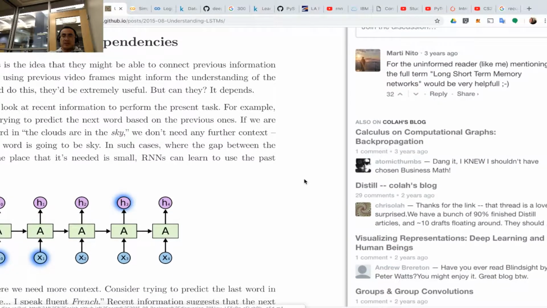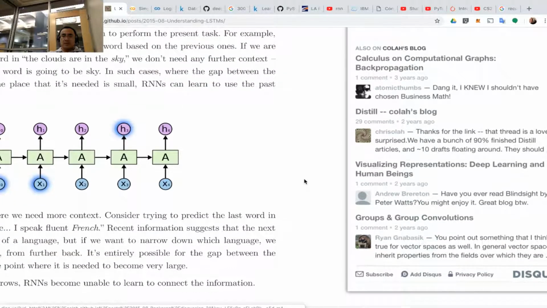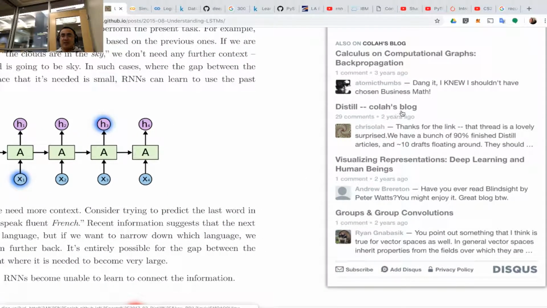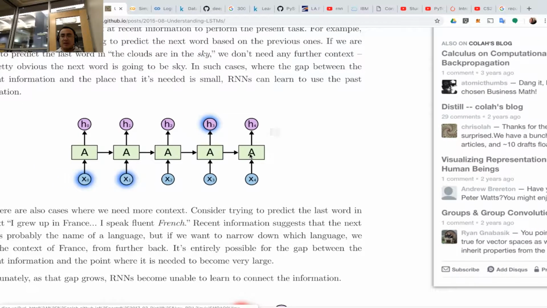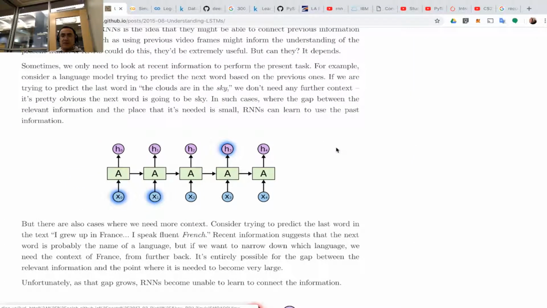Business math. Somebody regretted. Oh, dang, I knew I shouldn't have chosen business math. Okay, move on.